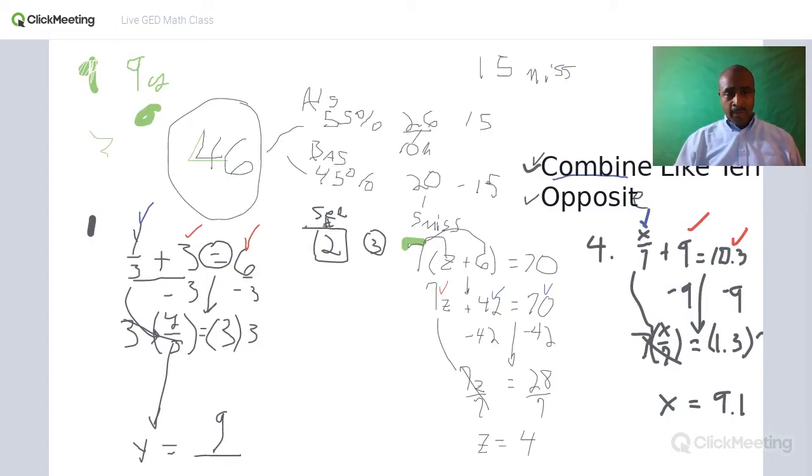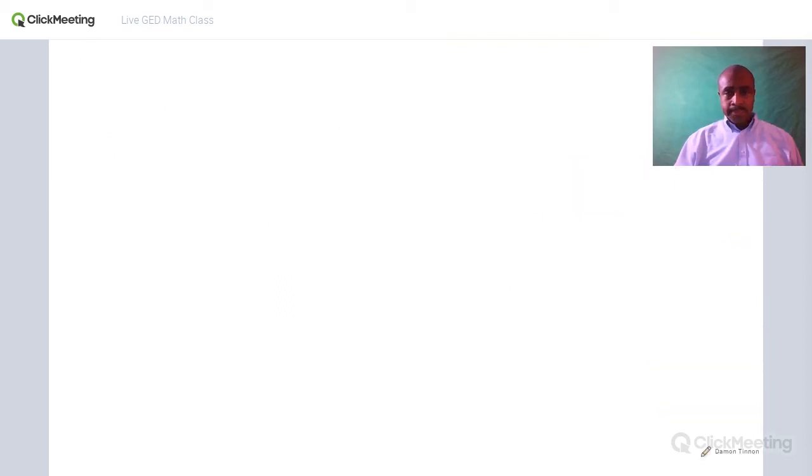So we're going to come back over here to our whiteboard. This whiteboard is kind of full, so we're going to get a clean one. Nine times the quantity of y plus 4 equals 90.